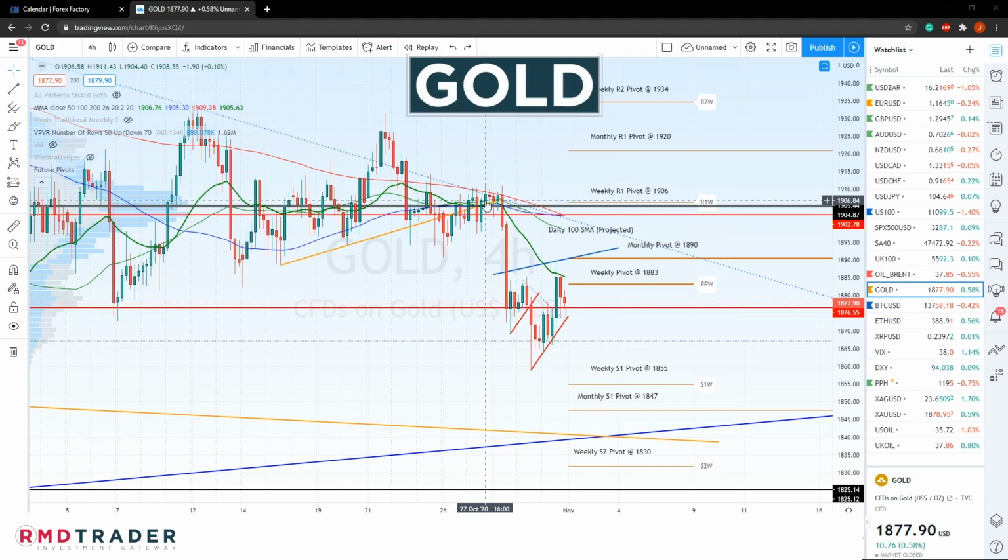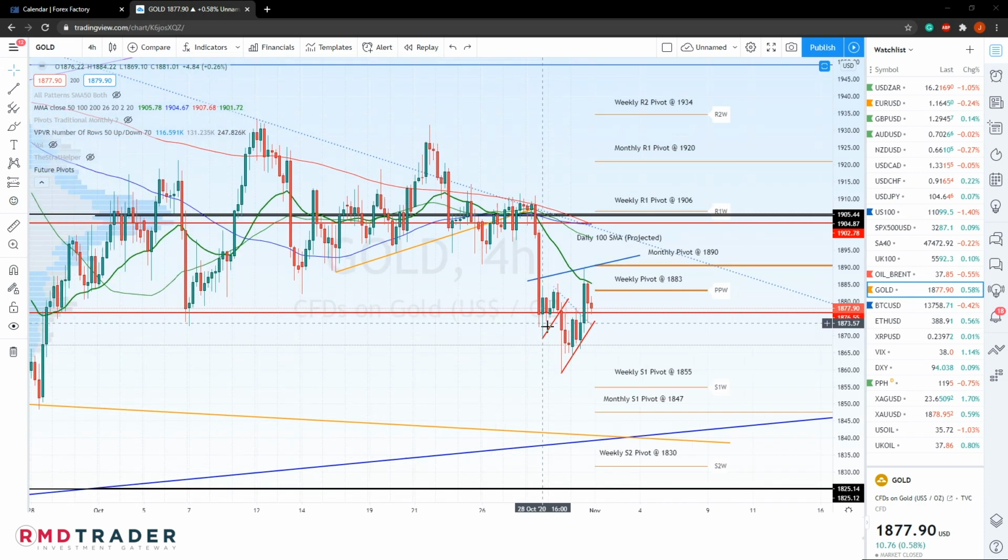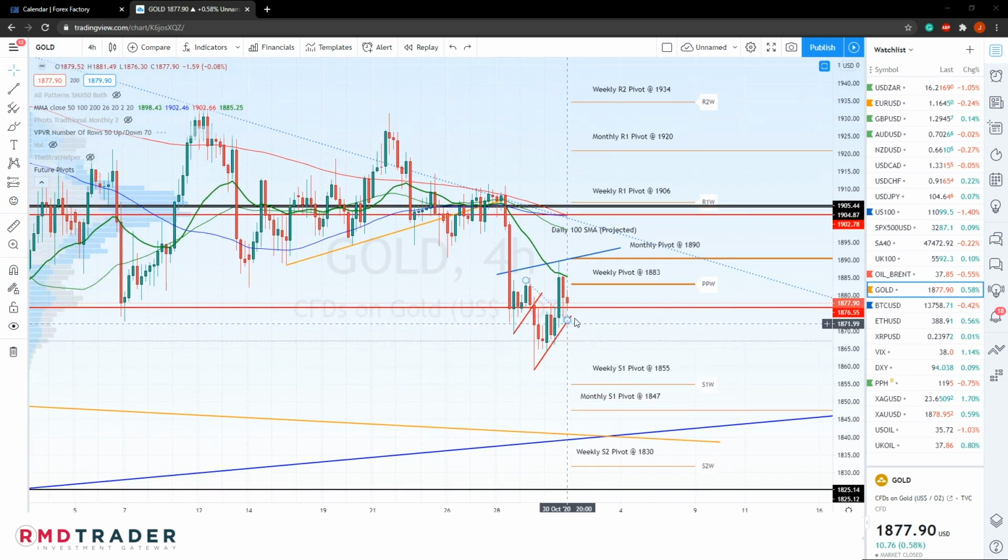And moving on to gold. Gold saw a sell-off last week, with price quickly falling through our targets and also through this area of the daily 100 SMA. And currently price has found some support just below the 100 daily SMA. We can see that price has briefly retested the area, but then got rejected again.